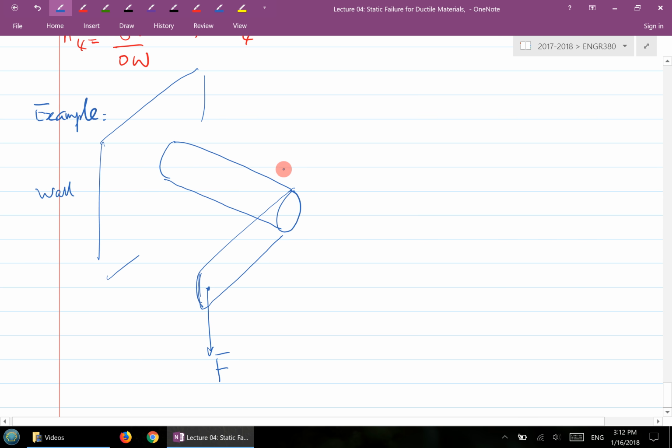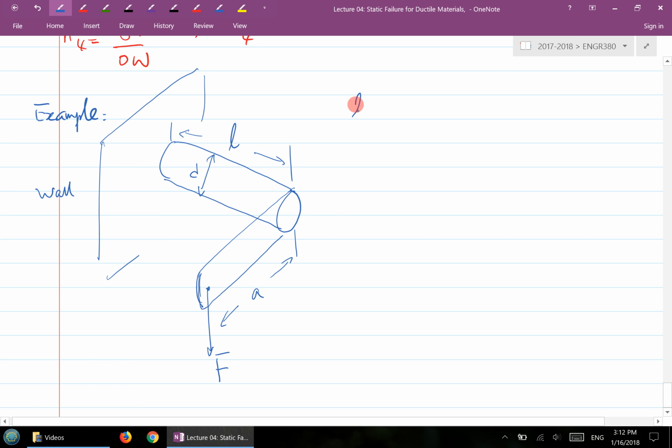And a few parameters for this question. Let's say this rod has a length L, and this arm has a length A. The rod has a diameter D.